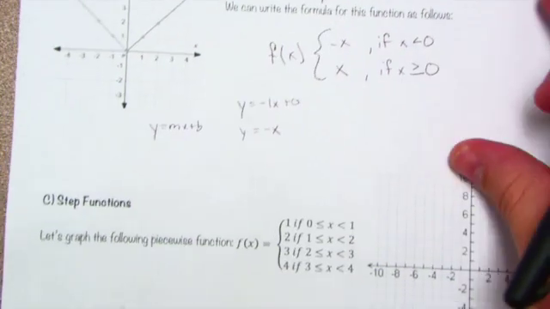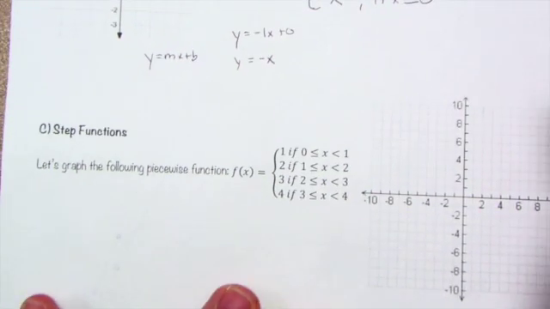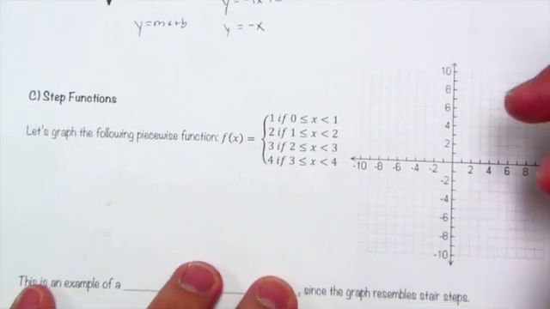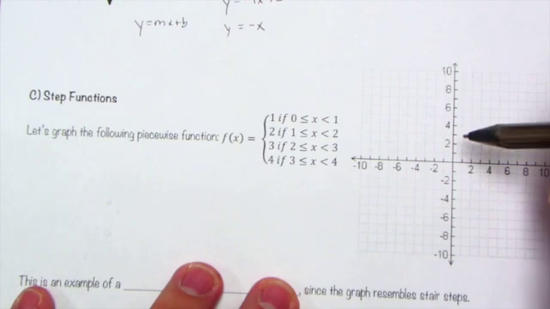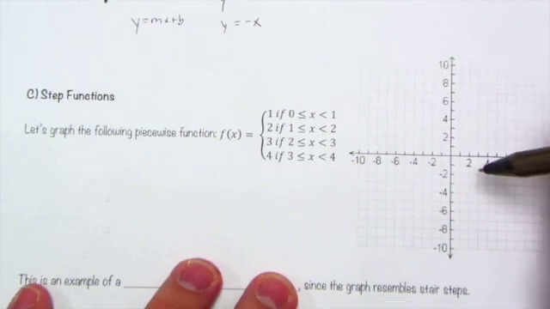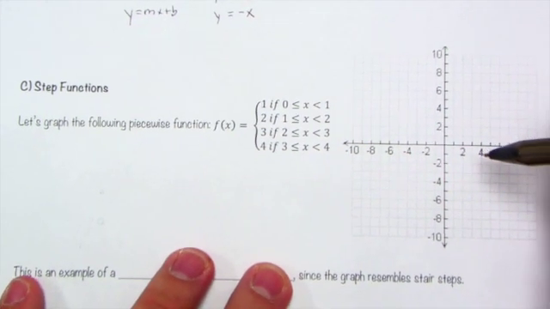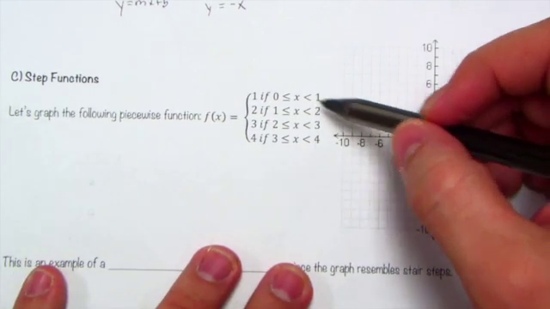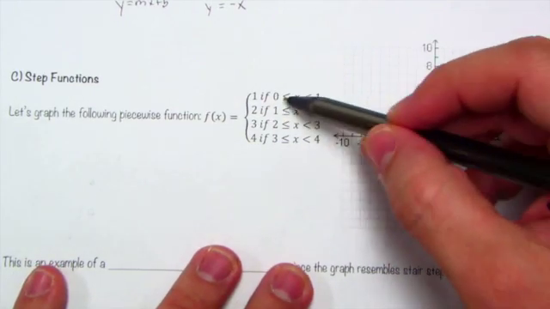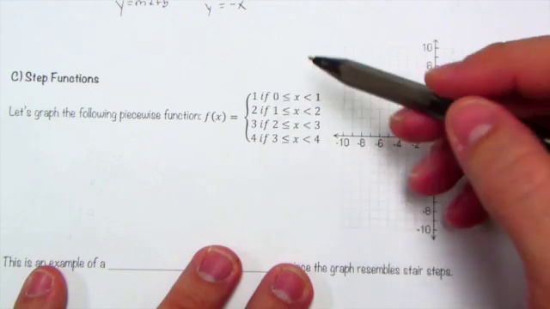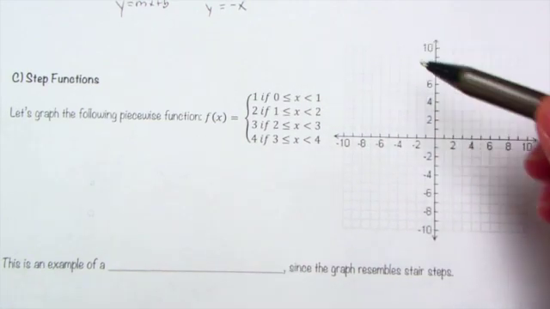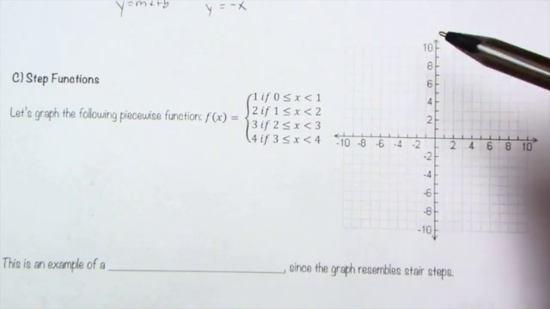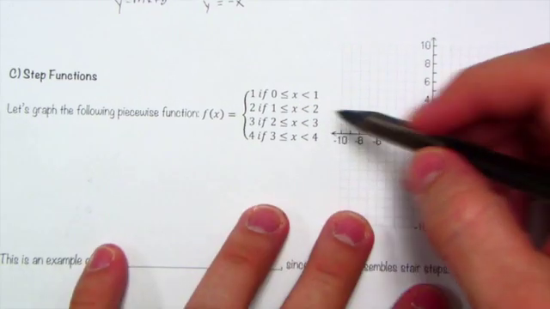The last one is what is called a step function, and you'll see why pretty quickly. By graphing this, you'll see why they call it a step function. So we have four things here. And it's pretty short domains. Notice the first one is 1 if x is between 0 and 1. And so these are pretty short domains. We're going to graph these.